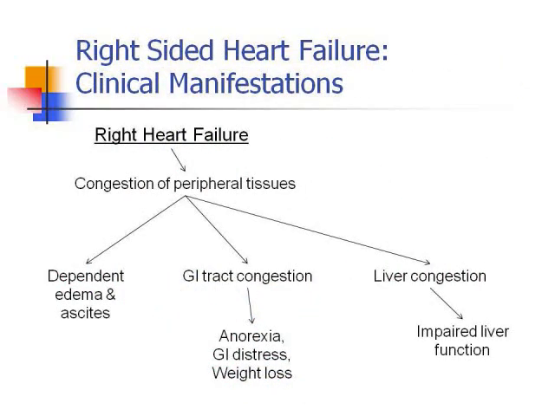So, we'll see congestion of the peripheral tissues. That means we'll see dependent edema and ascites. As it backs up into the GI tract, we may see anorexia, GI distress, and weight loss. As the fluids back up into the liver, we're going to see impaired liver functioning.